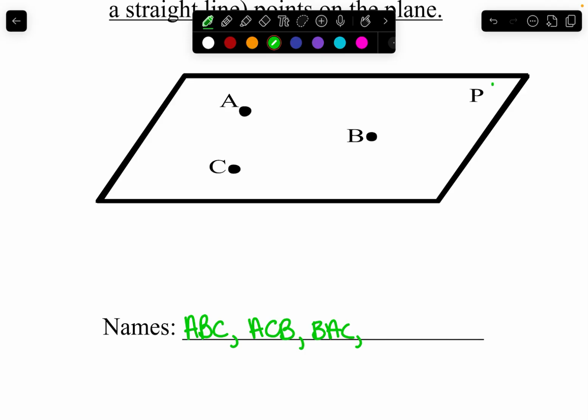Now, do you see up in this upper right corner here that we have a capital letter that doesn't have a dot next to it? I could also name this plane P. I could not name this plane A because A is an actual point on the plane.